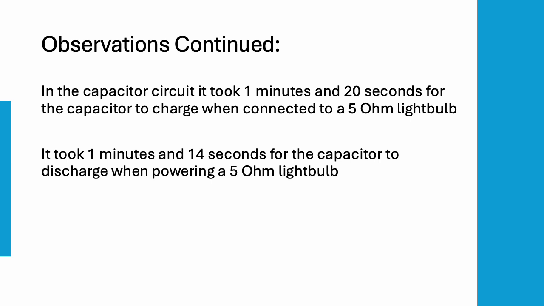To continue my observations, in the capacitor circuit, it took 1 minute and 20 seconds for the capacitor to charge when connected to the 5 ohm light bulb and the 9-volt battery, and it took 1 minute and 14 seconds for the capacitor to discharge when powering the 5 ohm light bulb.